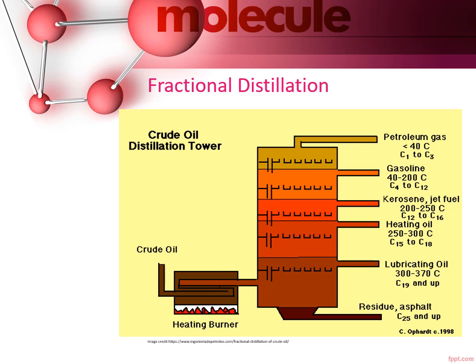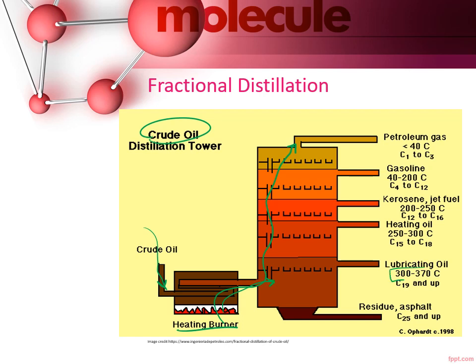We can take advantage of that with this idea of fractional distillation. So this is how we manage crude oil when we distill our crude oil. We pump all kinds of stuff into these heating burners, and then the ones with the highest boiling points are going to zoom up to the top. The ones that have pretty low boiling points are going to stay down here at the bottom.